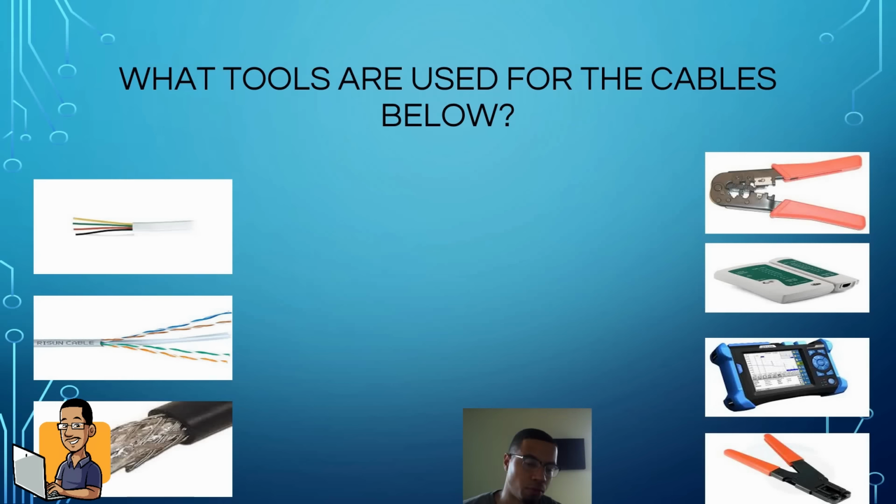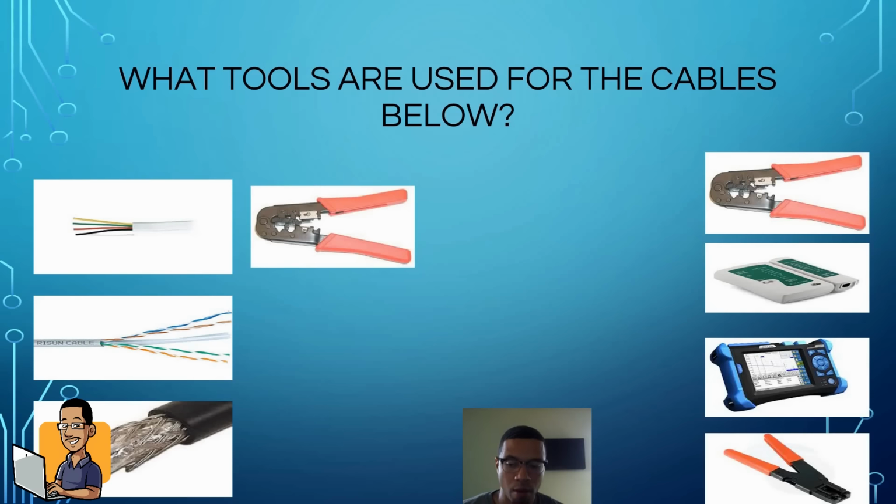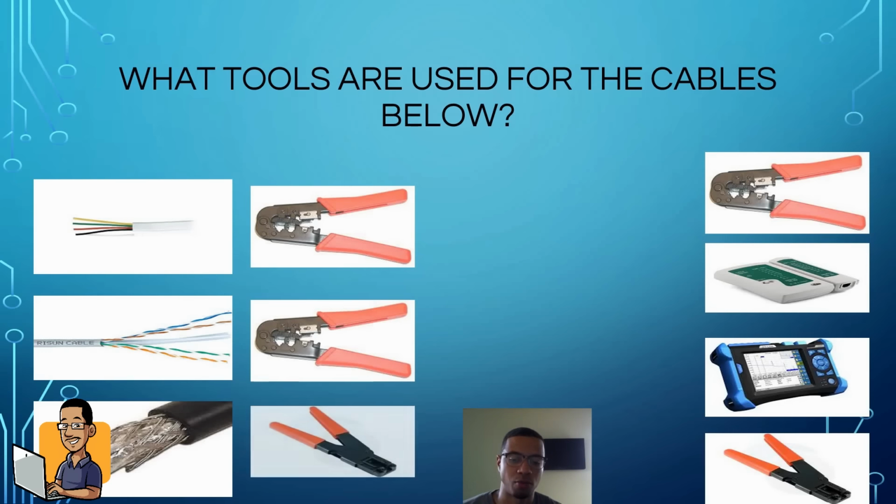So for the top two, we can use the good old crimper. For the last one, we have to use the cable certifier. So RJ11, RJ45. The crimper has two small little slots, one for the RJ11, the other one for the RJ45.